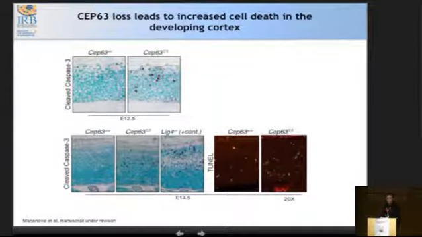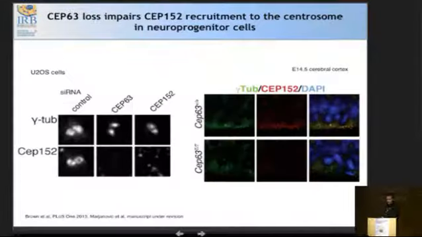So we wanted to characterize what the cause of this cell death was, as we assumed that this was probably the major driver for the smaller cortex size. And so we looked first at the recruitment of CEP152, as this was the major function of CEP63 that we and others had found in cell culture. And just to show you an example of this, in U2OS cells, if you siRNA deplete CEP63, we can't detect CEP152 localizing to the centrosomes. The protein is there, we can IP it, do a variety of things, but you impair its localization. And this gives you problems in centrosome duplication, although the overall phenotypes for the cells are quite mild.